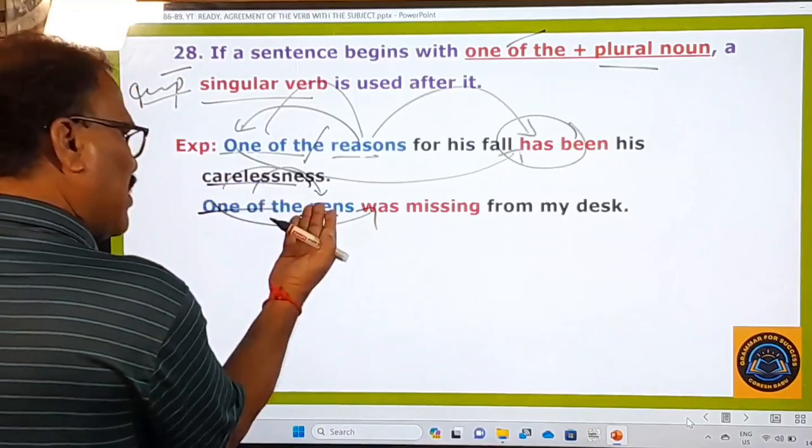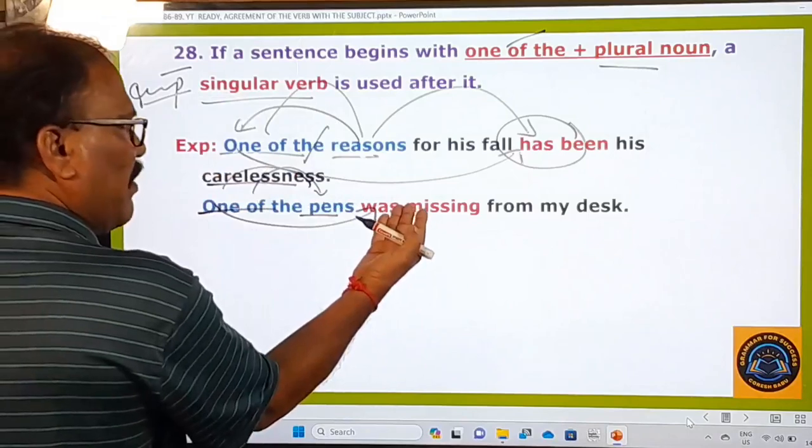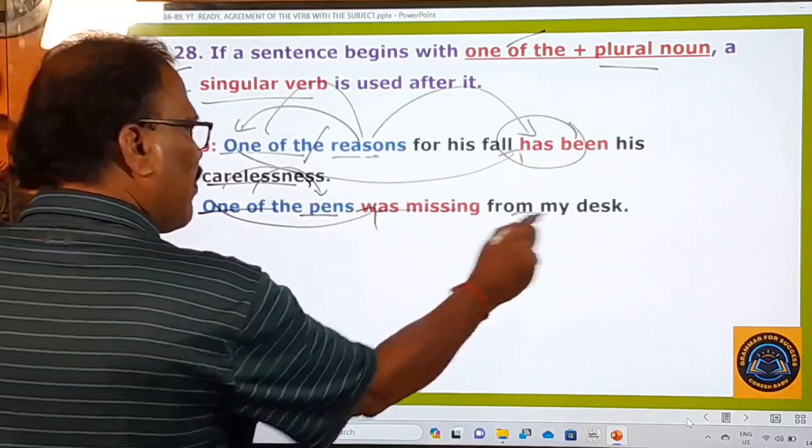One of the pens. There are many pens. You are taking only one. One is only singular, and that's why a singular verb. So that is the reason. So, "One of the pens was missing from my desk."